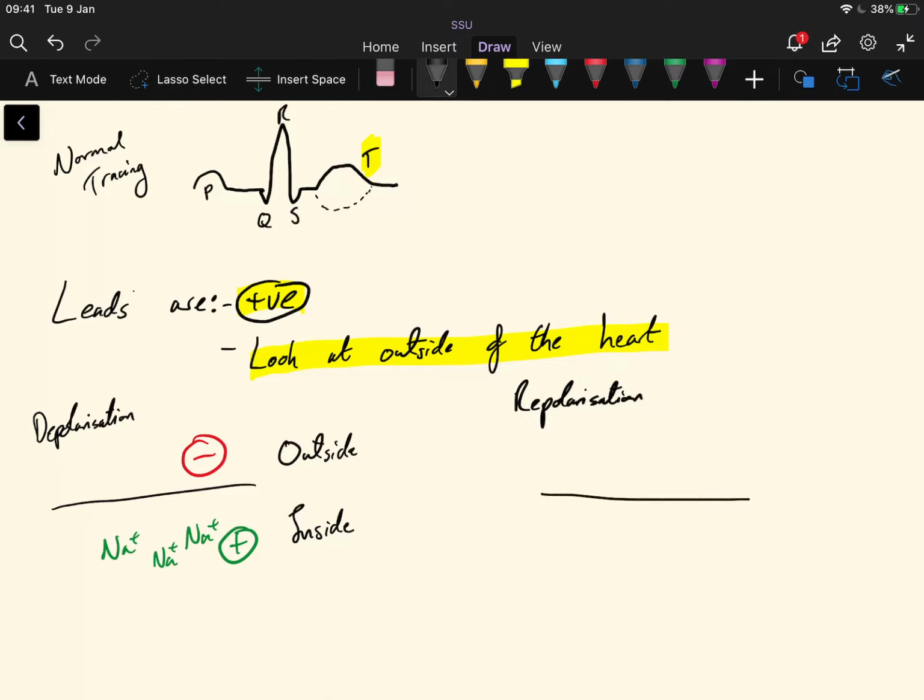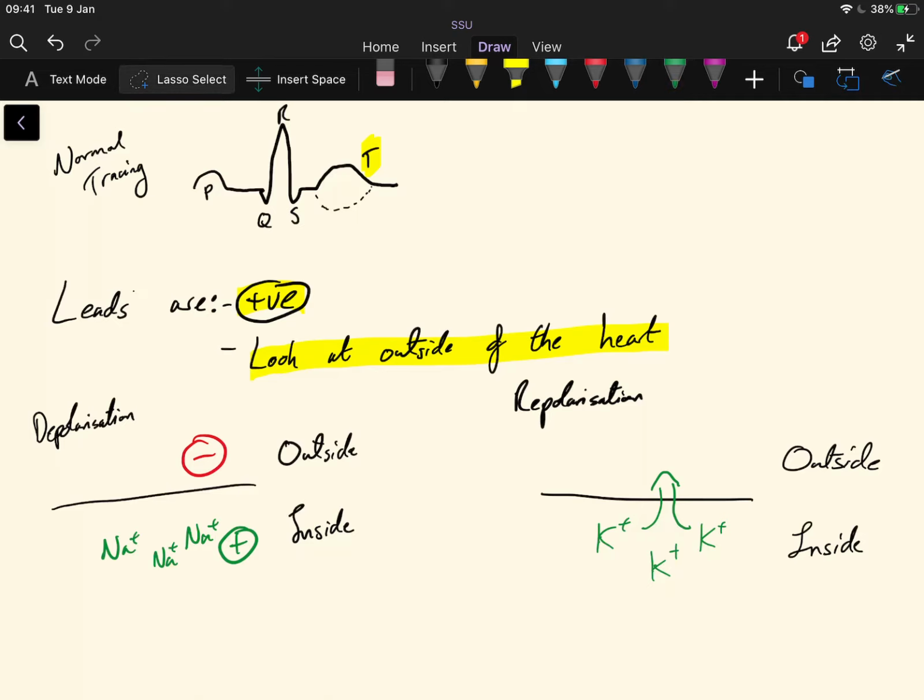So we have, again, the outside and the inside. What we have is positive potassium ions moving from inside to the outside, okay, so the efflux out of the cell. And the reason for that is that we're repolarizing.